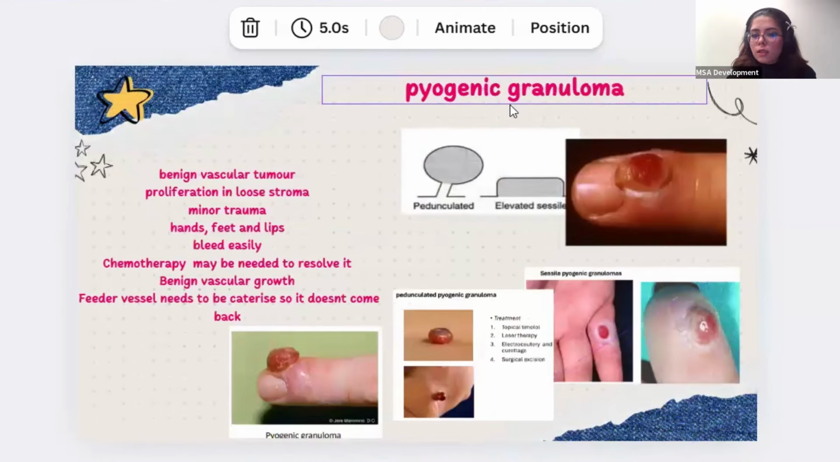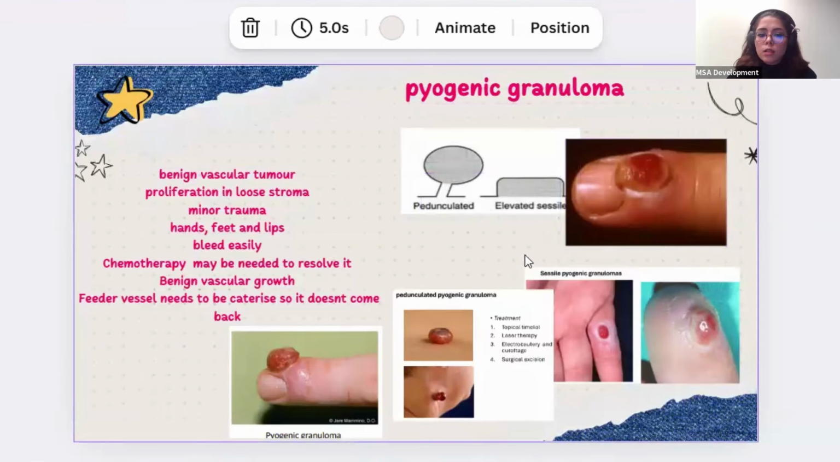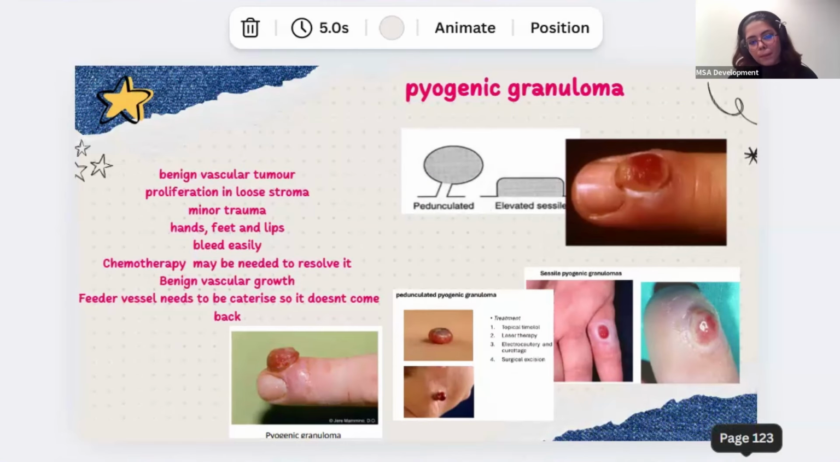Pyogenic granuloma. This one is a nice one. From the name, you would think it's involved in bacteria of some sort. It really isn't, okay? It's just a growth with a vessel, and it's a recall thing. So you see it, you say, oh, this is pyogenic granuloma. Now, when you see it, you need to excise it and make sure that the feeder vessel, or the main artery that's supplying it, is cut off. Otherwise, it would keep growing. It's found in the hands, feet, and lips.